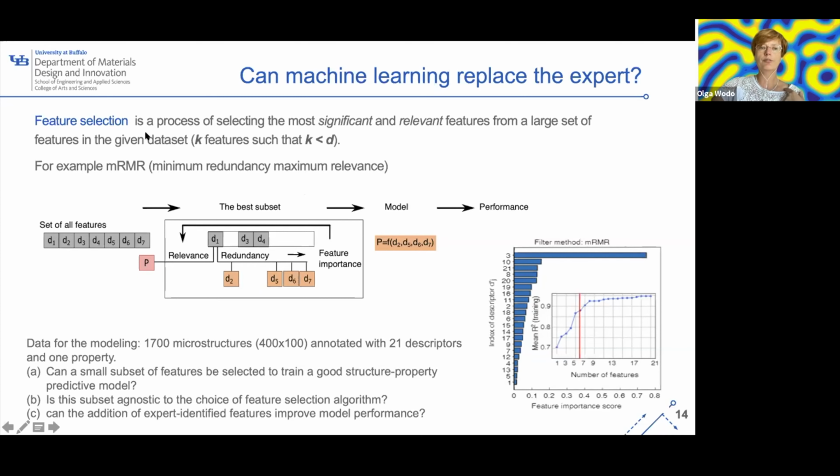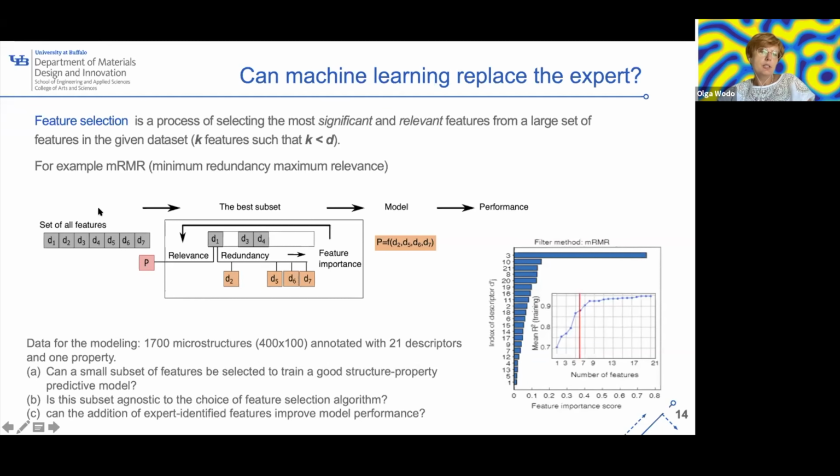So we use tools of feature selection, which is a classic method in machine learning, a process of selecting the most significant relevant features from the large set of features, and ideally K should be much, much smaller than D. The simple method here is MRMR, which stands for minimal redundancy and maximum relevance, because that's what we'd like to do. We'd like to find a descriptor from the initial pool of descriptors that carries a lot of information in terms of link with your properties. So there's a high relevance, but at the same time, minimal redundancy.